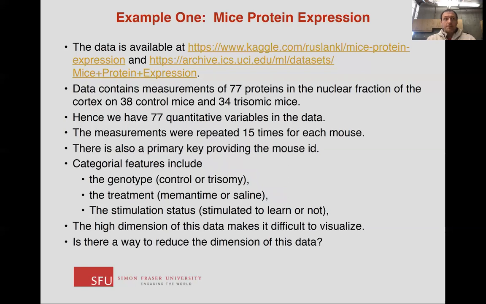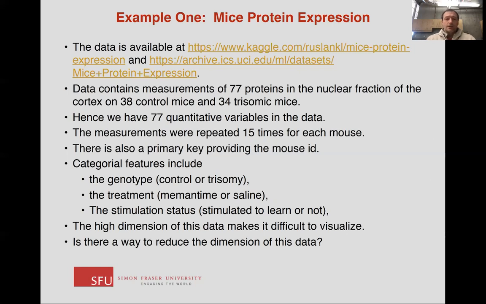But besides being able to compete in competitions, it's also an excellent place to find data sets. And then the second location is this link from UCI, so University of California, Irvine, and they also have a number of wonderful data sets.